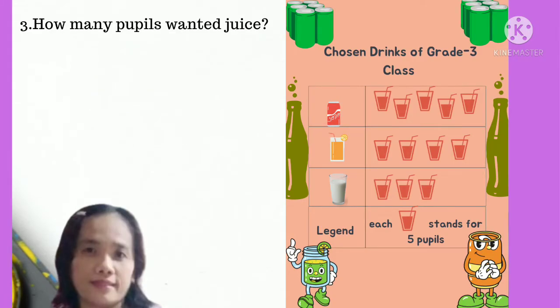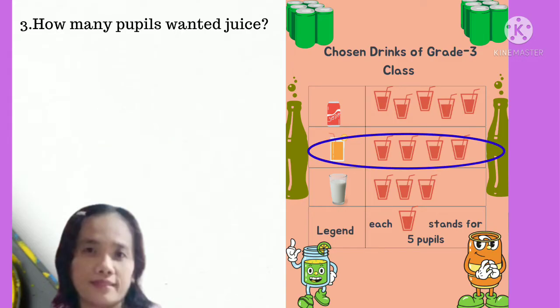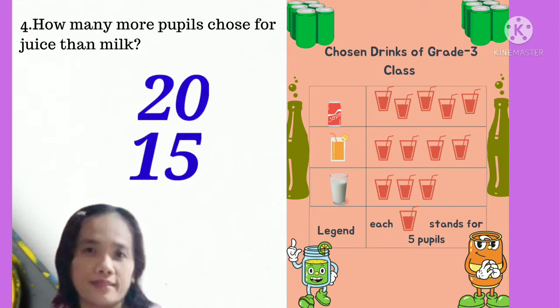Number 3. How many pupils wanted juice? Is your answer 20? You're right, because under juice there are 4 glasses, which stands for 20 pupils. Number 4. How many more pupils chose juice than milk? Did you answer 5? That's correct, because there are 20 pupils who ordered juice and 15 pupils who ordered milk.